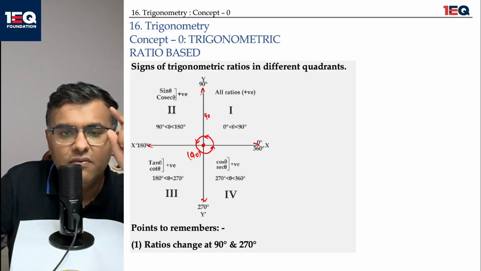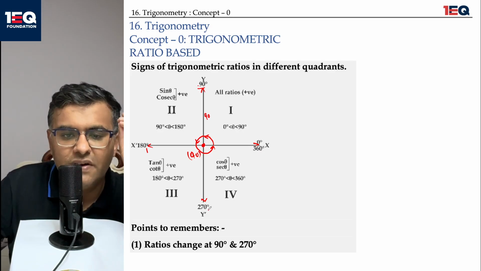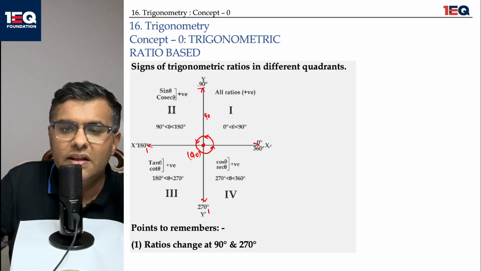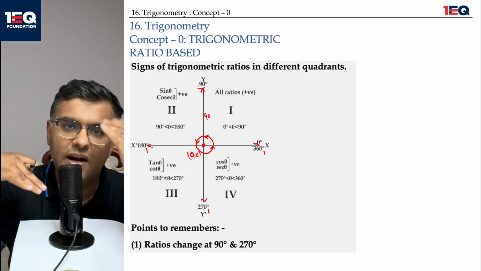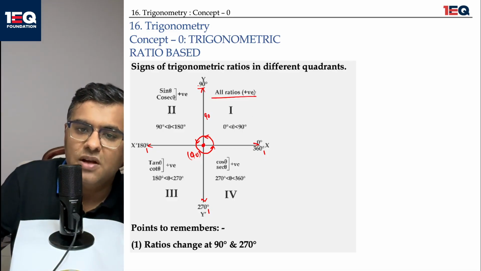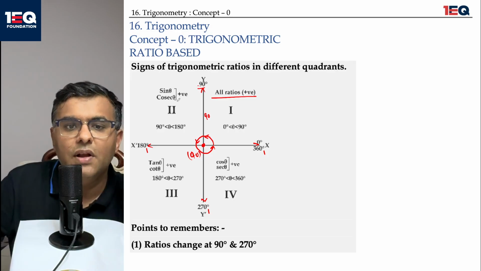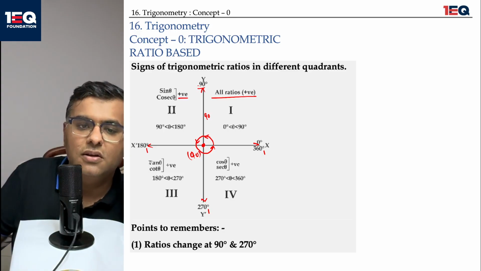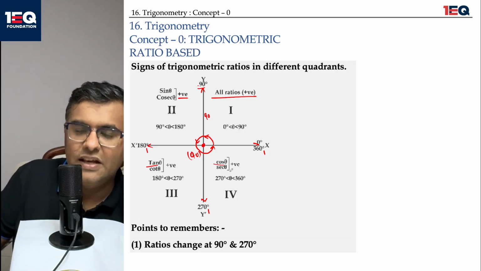Here it is 90. Then there is 180 on the other side. Then there is 270 on the side which is below. And then there is 360, which is superimposing on the 90, but we are looking at it from the other side. So in the first quadrant, all ratios are positive in nature. Further, the value of sine is positive in the second quadrant. In the third quadrant, the value of tan is positive. In the fourth quadrant, the value of cos is positive.